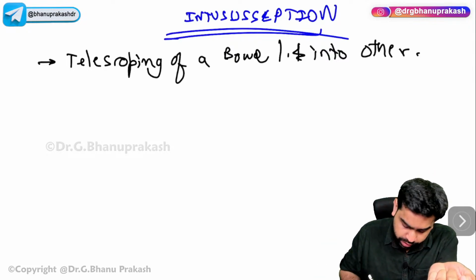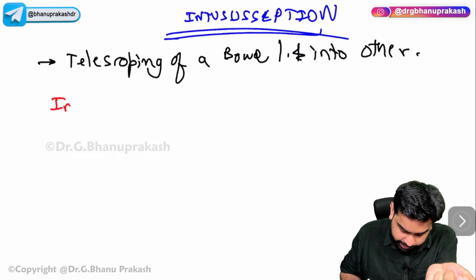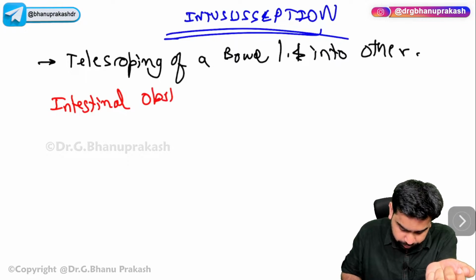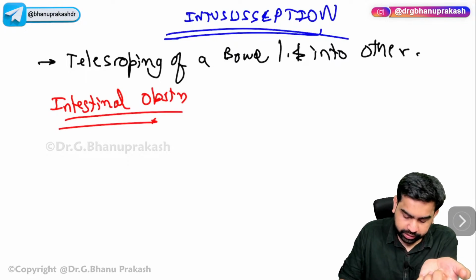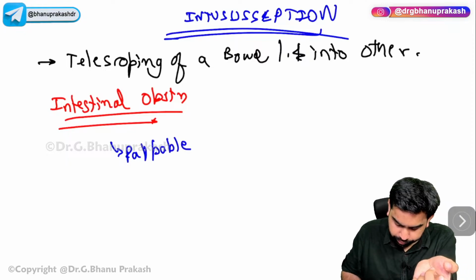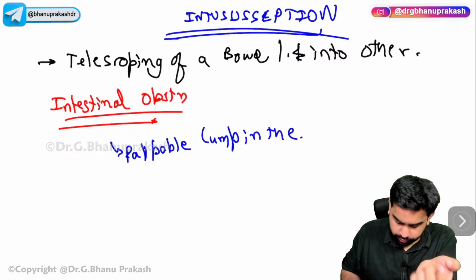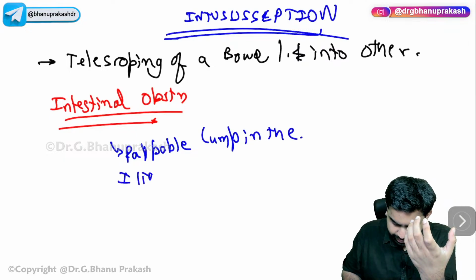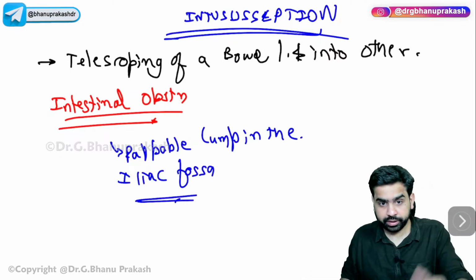Because of this, what happens? The patients basically come to you with intestinal obstruction. There can also be a palpable lump in the iliac fossa. So there can be a palpable lump in the iliac fossa. All these particular things are going to be there.